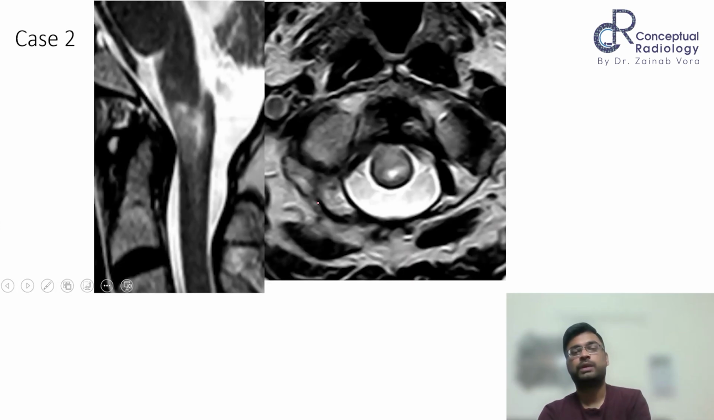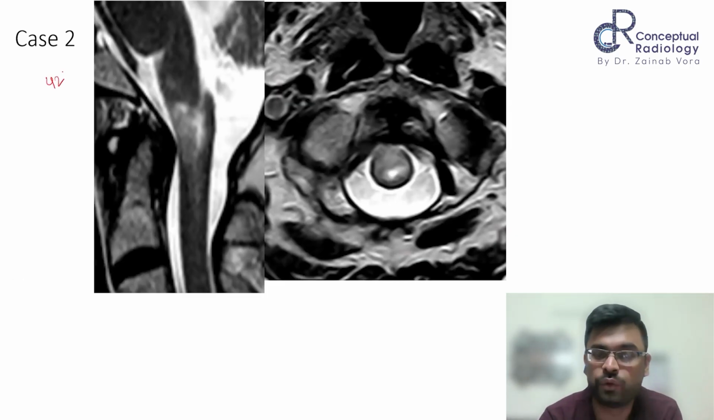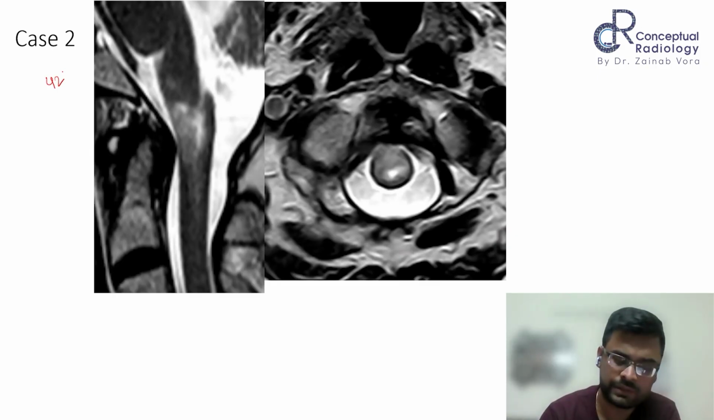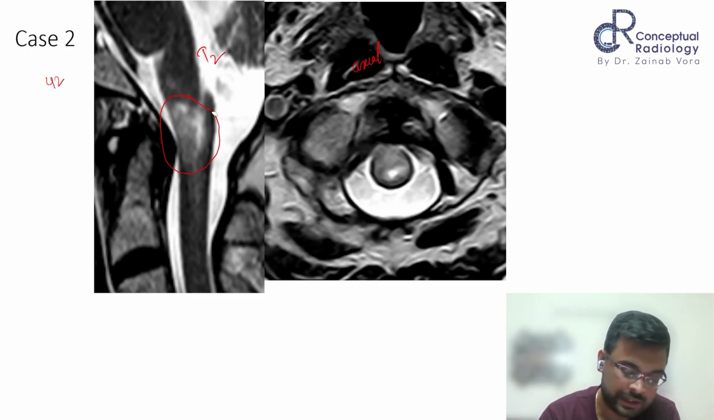Okay, now let's have a look at another case. This is a 42-year-old female presenting with multiple episodes of vomiting and then weakness. This is the T2 sagittal, and this is the T2 axial. What is here is a patchy area of T2 hyperintensity. Where is the lesion located? Again, this is at the cervicomedullary region. So this is the medulla, correct?